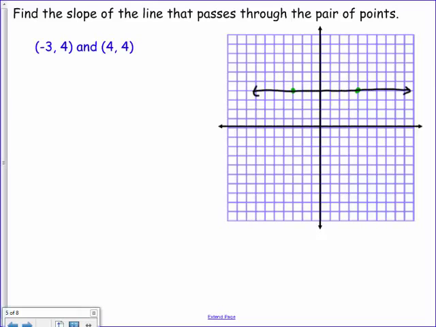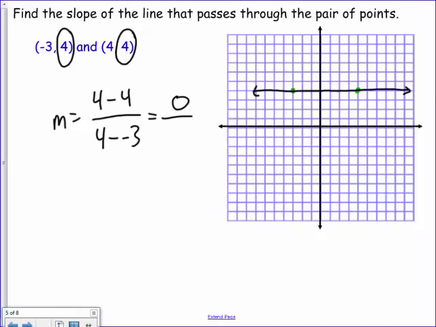And why is it horizontal? What's similar between my 2 points? Yeah, the y's are the same. Okay, so this is a little bit tricky for our slope. Well, how do I find our slope again? All right, subtract our y's on top, subtract our x's on bottom, and I would get 0/7.